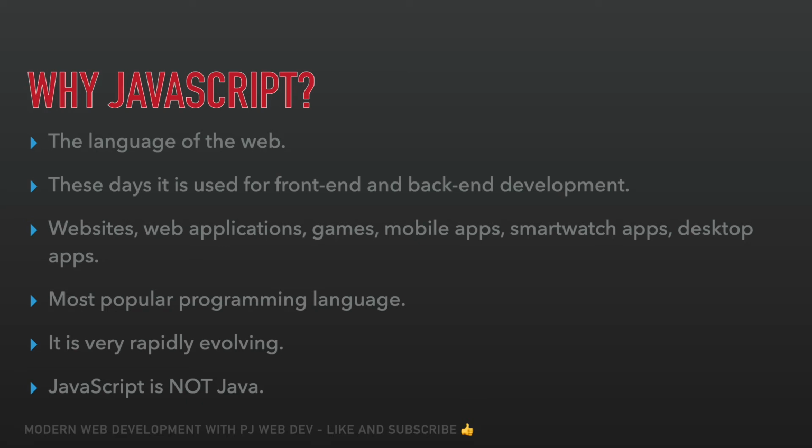Back in the days, 10 or even 20 years ago, at the beginning of the web, JavaScript was only a front-end programming language. And even then, every browser interpreted JavaScript very differently, and JavaScript was a very basic programming language that you could use only for very simple things like simple animations or form validations. These days it is a more comprehensive programming language that you can use for websites, web applications, games, mobile apps, smartphone apps, or even desktop apps.